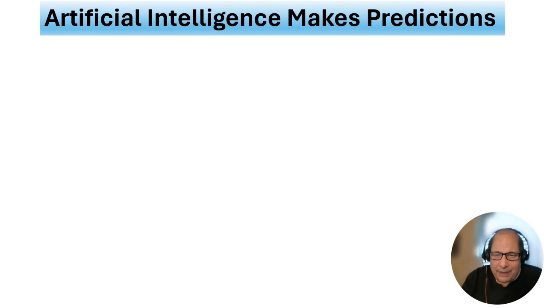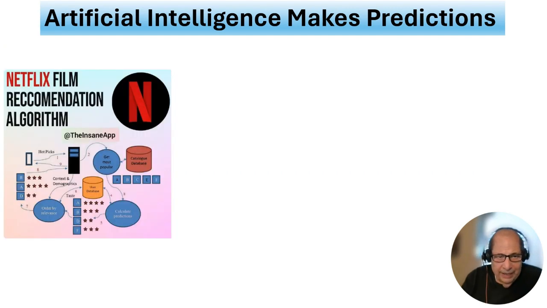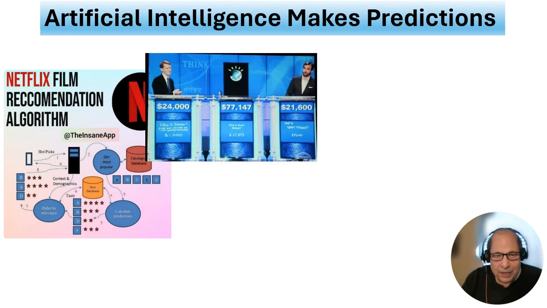Artificial intelligence is basically out there, and it makes predictions based on what it knows. In this case, you're very familiar with it if you have Netflix or any other kind of streaming service. It's trying to make predictions of what you would like to watch based on what you previously watched.